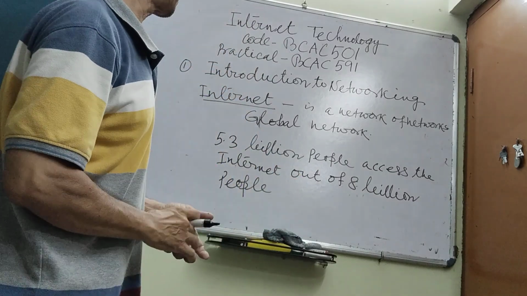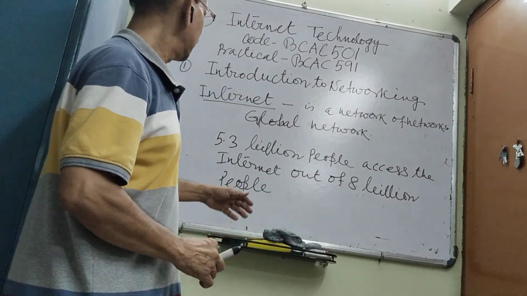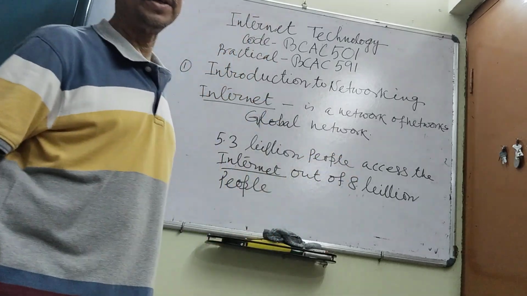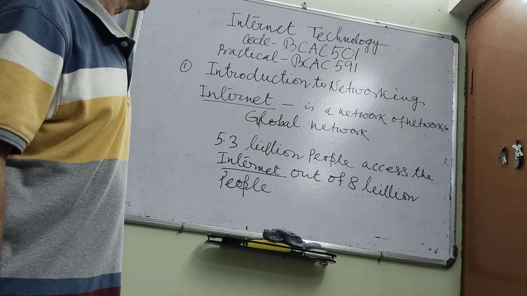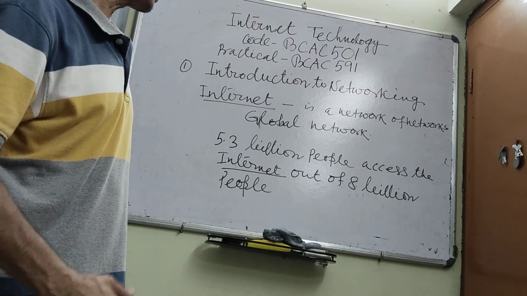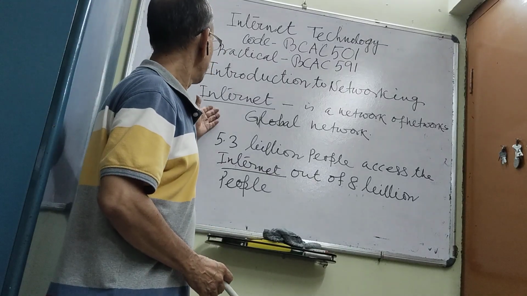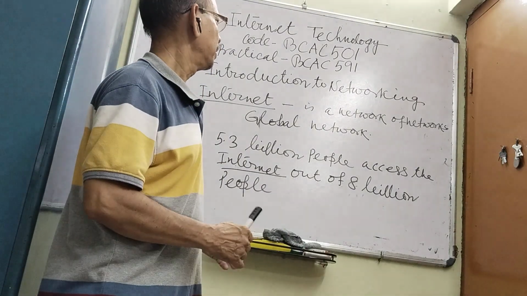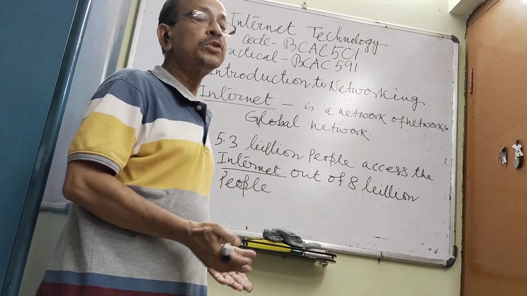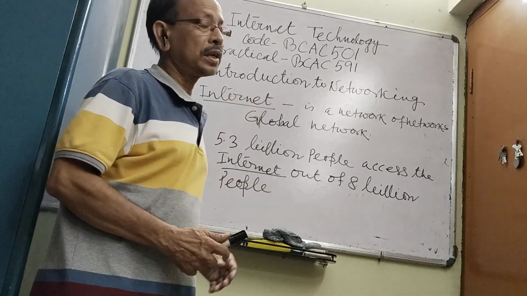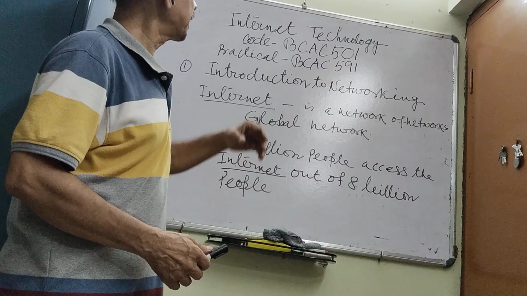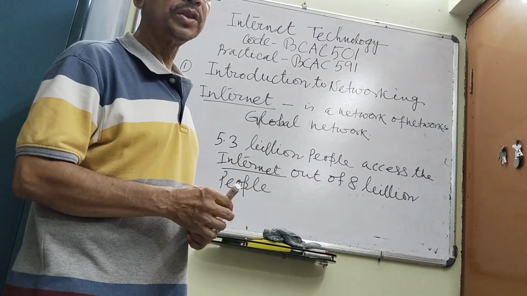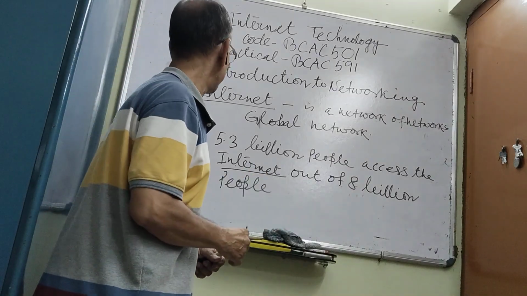More than 60% of people access the internet at this moment in the world. So we know its importance. Without the internet, we cannot exist at this moment. So the internet is very essential to know, and similarly the internet technology, how the internet was developed. We have to know these things.